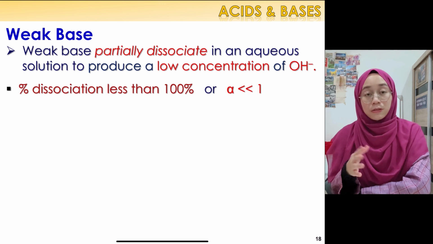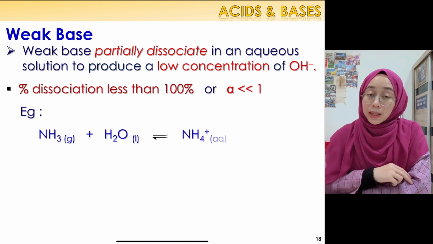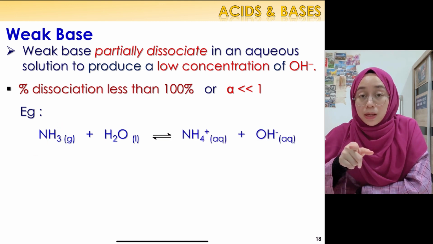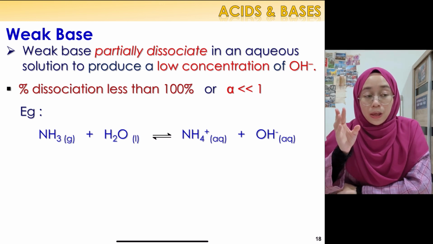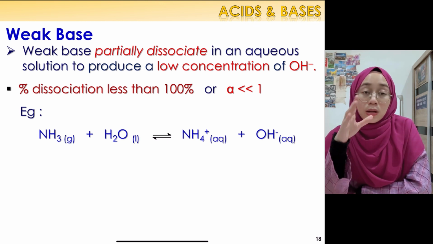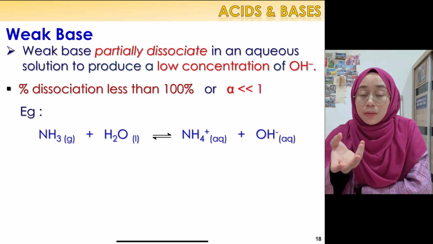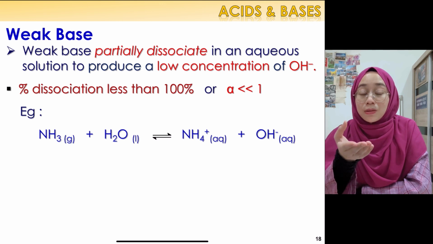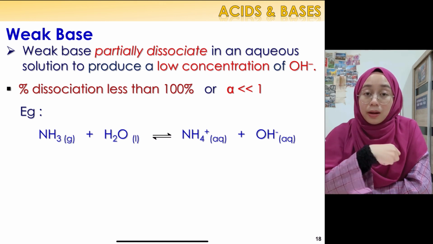For example, okay, so obviously percentage dissociation dia less than 100% ataupun less than 1. For example, kita ada ammonia lah. Okay, so as you can see, ammonia punya formula, it's not obvious yang dia ada OH minus, right? Okay, but then it doesn't mean that it's not a base, because kalau kita ikut Bronsted-Lowry punya teori tadi, ammonia dia boleh accept proton. So since dia boleh accept proton, that is the definition untuk kita punya base kan. Kalau according to Bronsted-Lowry theory, base is something that can accept proton.